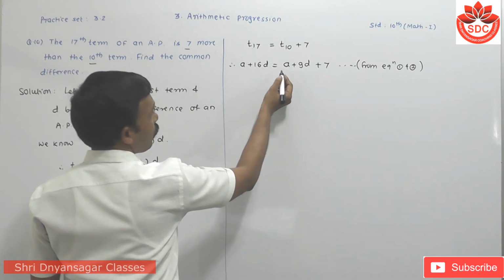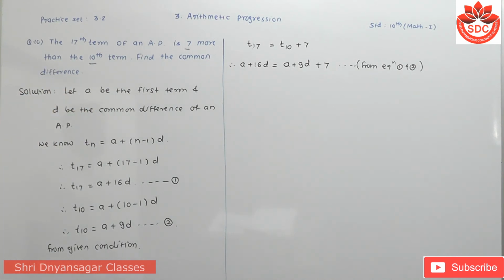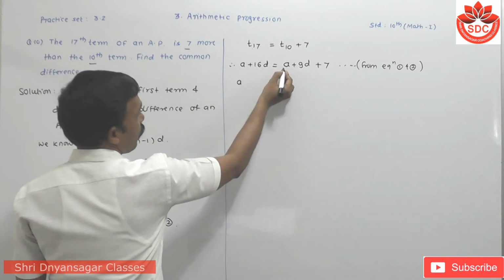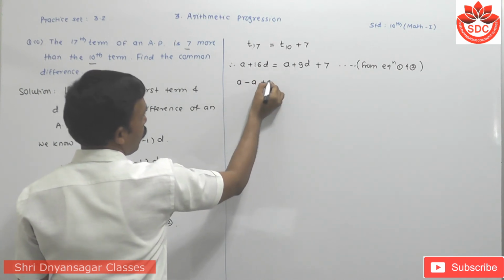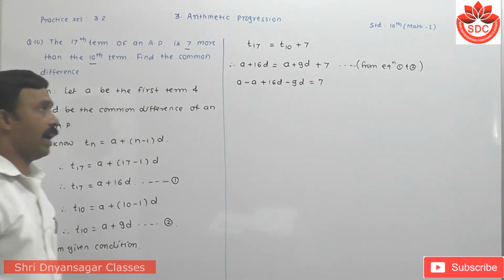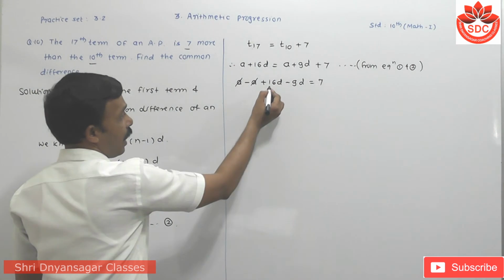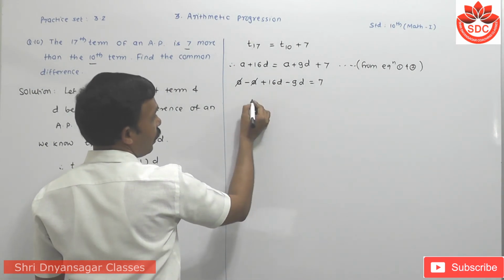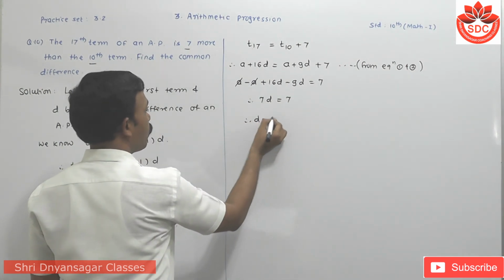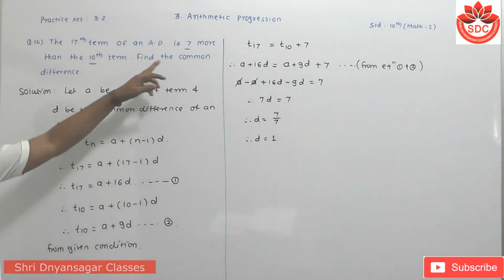Then transpose these values to the other side. Look carefully: when we transpose a it becomes minus a, plus 16d, this becomes minus 9d, and 7 stays as it is. Student, this a and minus a get cancelled. Subtracting 16d minus 9d, it becomes 7d is equal to 7. Therefore d is equal to 7 upon 7, that means d is equal to 1. Here we had to find the common difference.